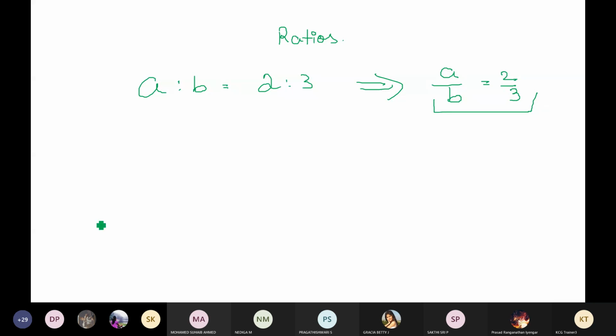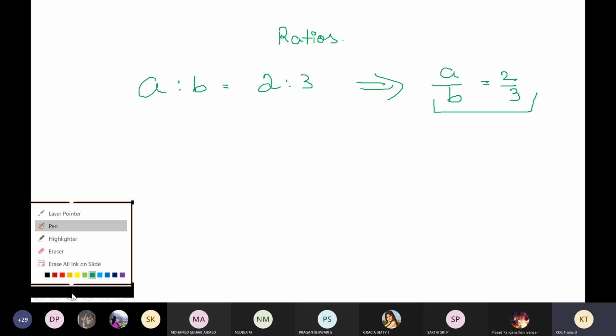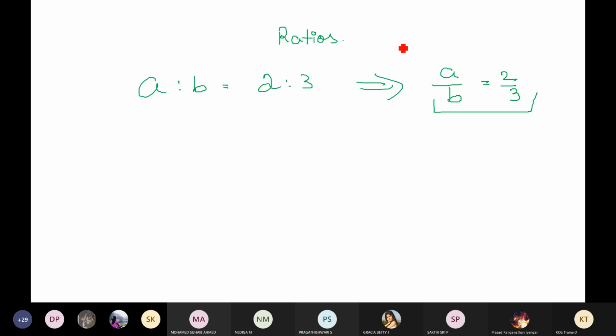As far as the definition goes, I can say ratio is just a comparison of two variables, a comparison of two quantities.